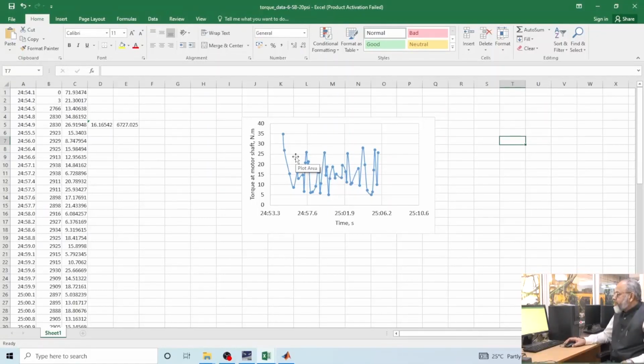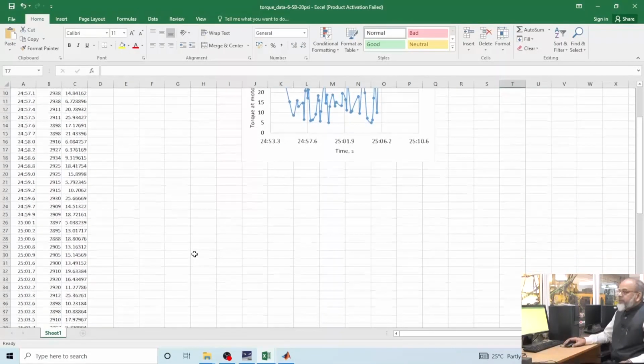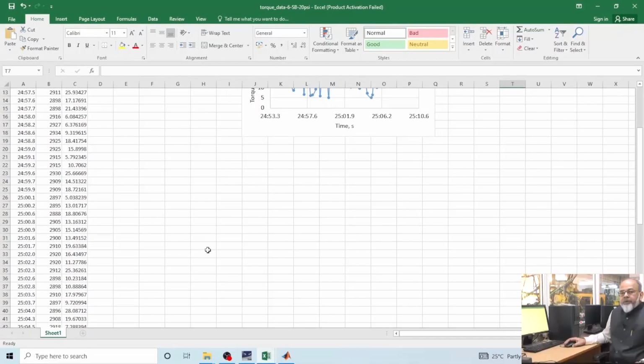Then we have to find the tractive efficiency. For finding the coefficient of traction, we need to know the value of pull and the weight. The total weight on the wheel is 1400 kg. Once you find the maximum pull, then pull divided by weight will give you the coefficient of traction.